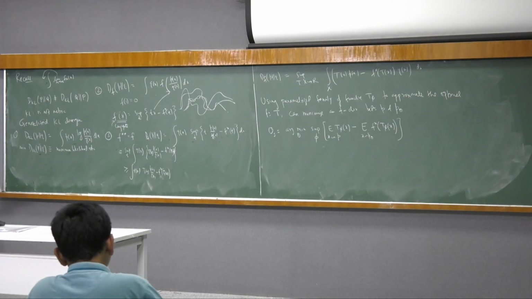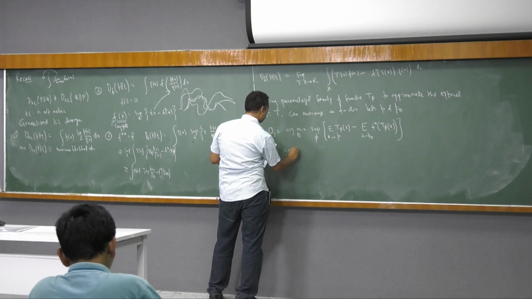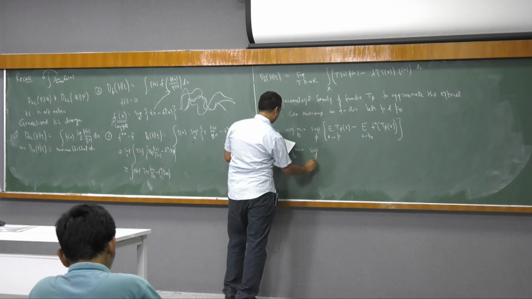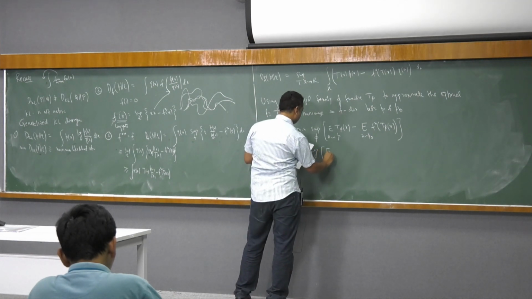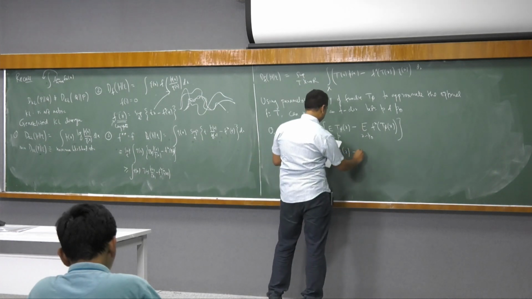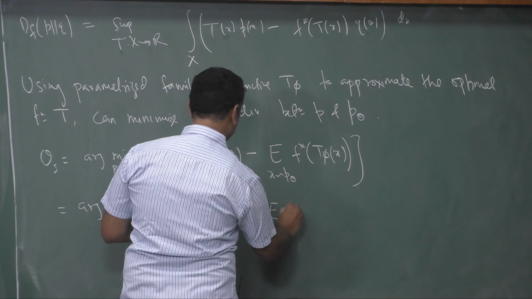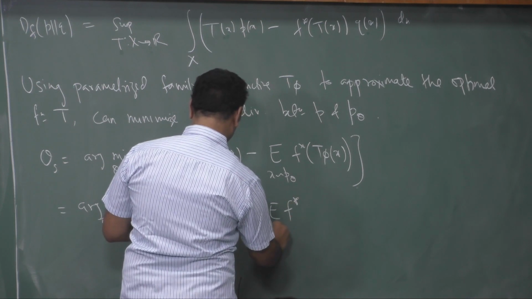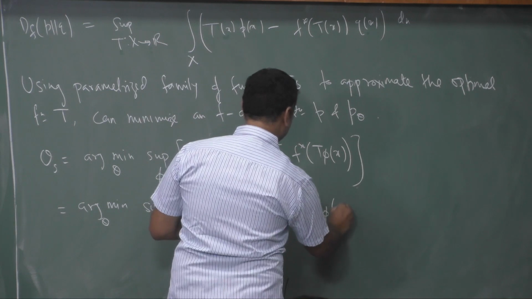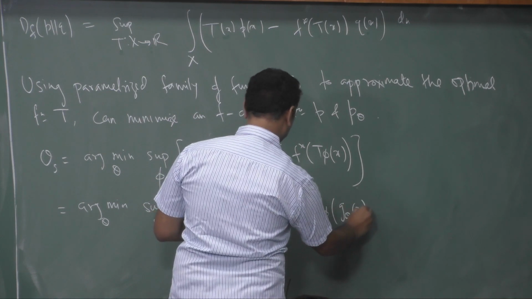As a further step, we write this as arg min over theta and supremum over phi of the expectation over x following P of T phi x, minus the expectation of f star of T phi G theta Z.